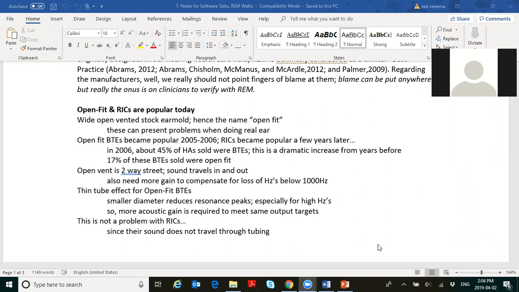Open fit BTEs became popular around 10 years ago. RICs became popular a few years later. Really make sure we realize that we have a concrete reality of the difference between a RIC hearing aid and basically an open fit hearing aid. I'm pulling out my little bag of hearing aids. I'll put a little dome on this one here so it looks okay as well. There it is. That's the one I wanted to show you.